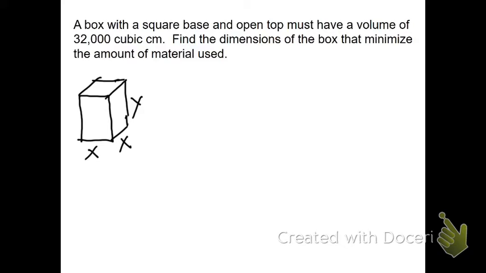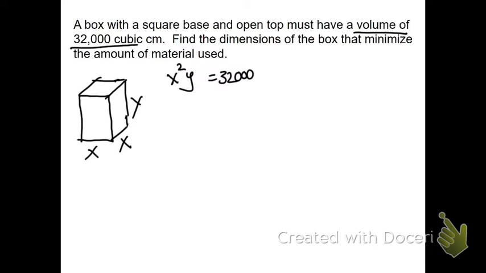The next key, they tell you it has a volume of 32,000 cubic centimeters. Do not write volume equals 32,000. Don't do it. Waste of space. Instead, write specifically what is 32,000. Well, if it's volume that's 32,000, then use your picture over here. How would you find that volume? X times X times Y. So X squared Y. That's what's 32,000. That's the useful way to write the given information.